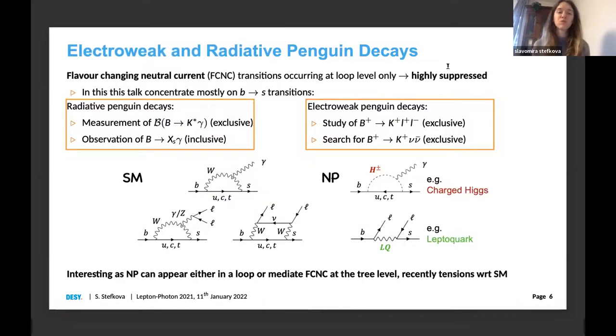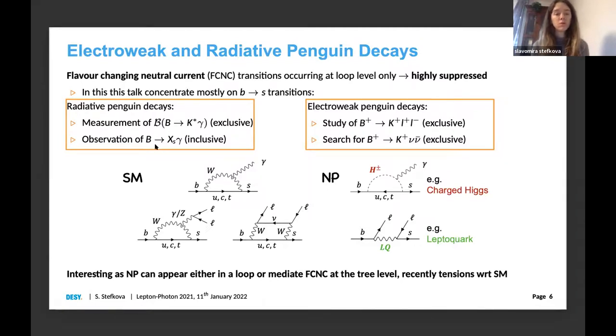So now let me move on to the main part of my talk, which is the electroweak and radiative penguin decays. These are flavor changing neutral current transitions, which occur only at the loop level, so they are highly suppressed in the standard model. And in my talk, I will talk about the four following topics, mostly b to s transitions.